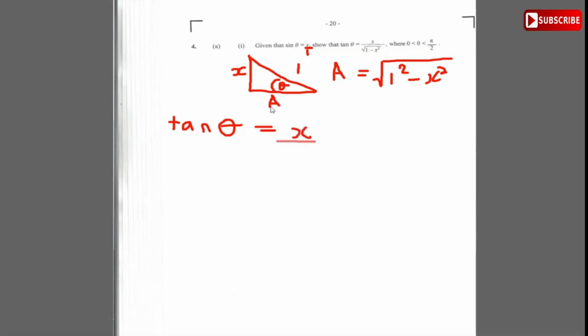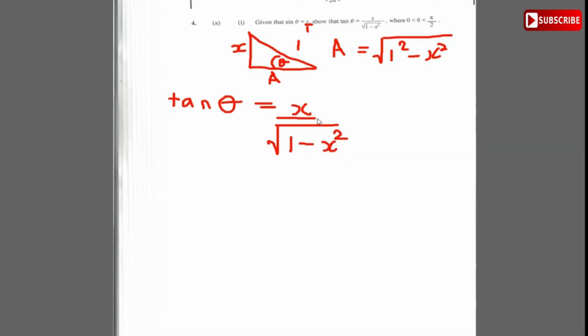Let's call adjacent A. The adjacent A is going to be equal to the hypotenuse squared, which is 1 squared minus x squared, all square rooted. That's the adjacent. And so what we're going to get now is that the tan of theta is equal to the opposite, x, over the adjacent A, and the adjacent A is this, the square root of 1 minus x squared. So that wasn't nothing to show. That's all they wanted us to do. So finish. Tan theta is opposite over adjacent, so we're done. Nice.